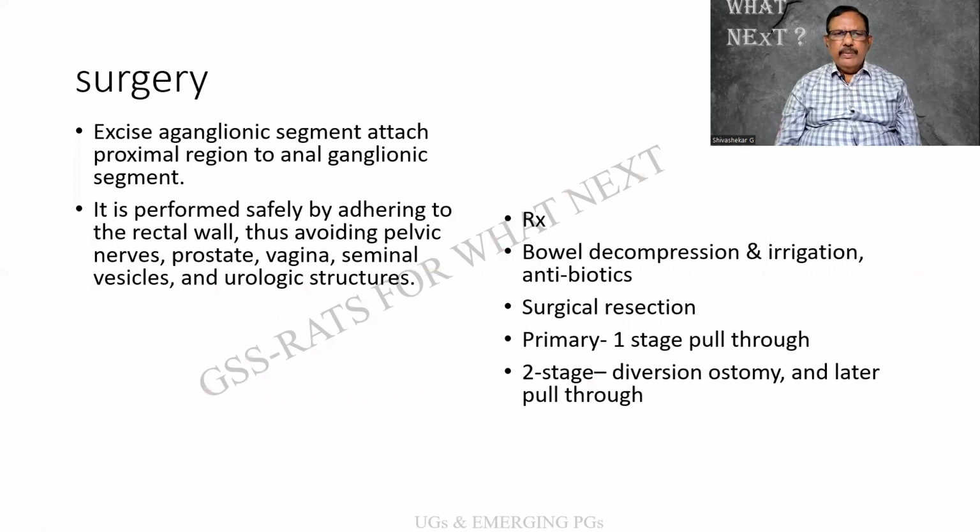So this is the basic principle. Excise the aganglionic segment and you suture the ganglionic segment to the distal part or the rectum. At the same time, we should take care that other structures such as the pelvic nerves, prostate, vagina, seminal vesicles, urological structures are all not damaged. Other modes of treatment can be bowel decompression and irrigation. Antibiotics may be needed obviously because there would have been profound infection. So these are the ones. One is ostomy, and then there can be the primary pull through.